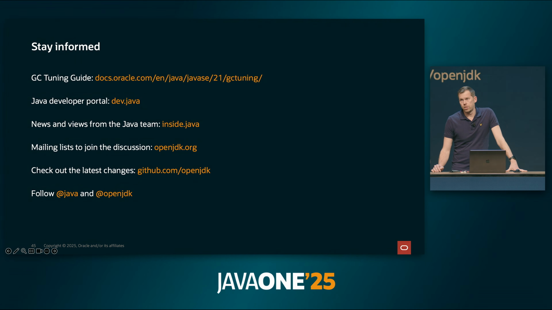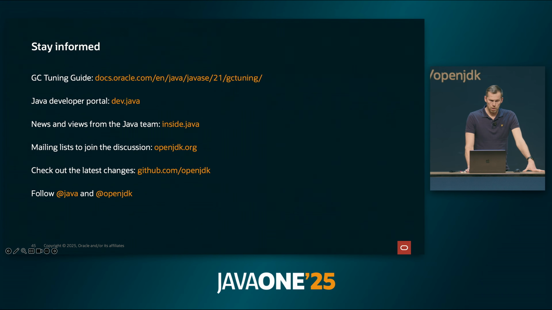If you're interested in joining the development of the JDK, there are a lot of different mailing lists available on OpenJDK that might suit the area of your expertise or interest. So go there and sign up if you're interested in that. The code is open source, so you can find it on GitHub, see the latest changes there, or make changes yourself. And of course, we're present on all the social media platforms.